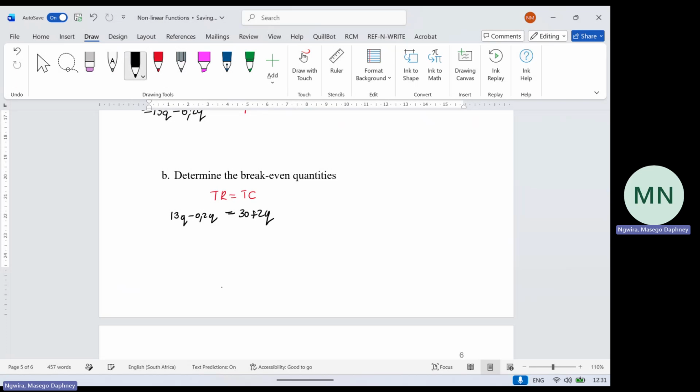And then now we solve. This is a square, sorry. Now we solve. Let's move everything to the left-hand side. We are going to have 13Q, then I move this one with the Q to my left-hand side. It's going to change the sign. It becomes a negative 2Q.